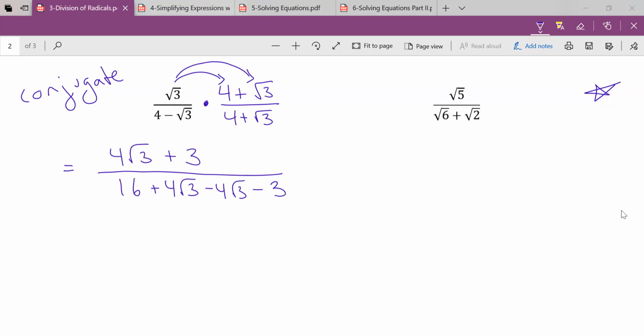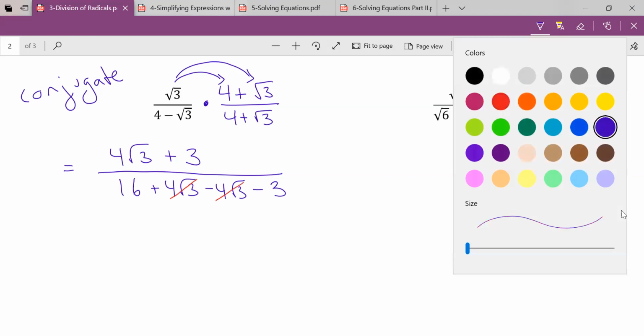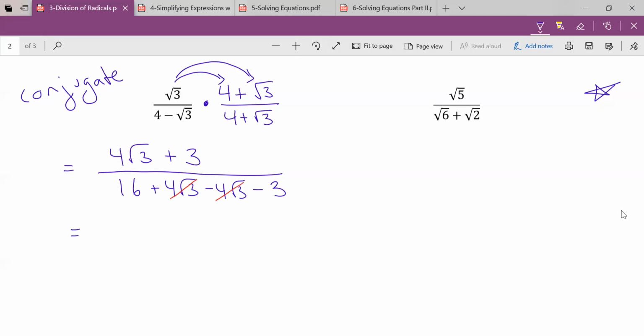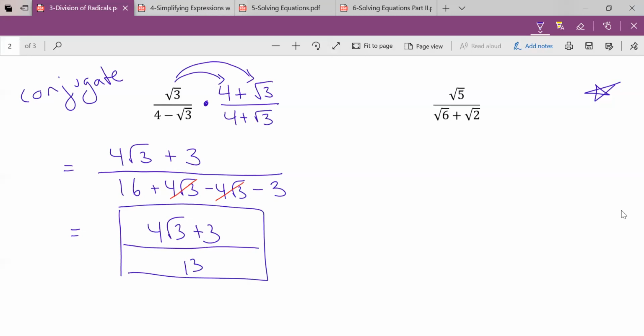But here's the important part about what we just did. Look at the two middle terms. They subtract to 0. They cancel. So when we multiply by the conjugate, the two middle terms will always cancel. And then in the denominator, I'm just going to simplify. 16 minus 3 is 13. So I'm going to say that again. When we multiply by the conjugate, guess what happens? Our two middle terms will add to 0.